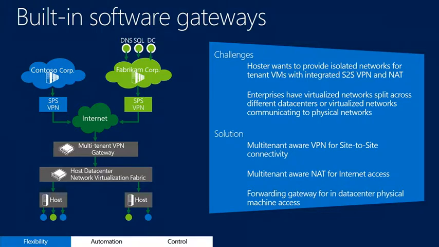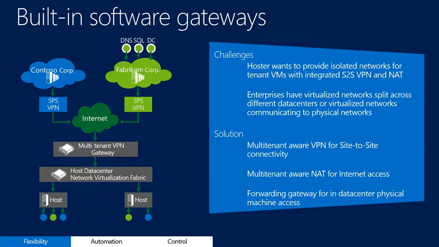Now, talking a little bit about the software gateways. So with the gateways themselves, you can see here that we have two customers. We have Contoso Corp and Fabrikam. These are the standard ones that we actually use. Now, the challenge is that the hoster wants to provide an isolated network for a tenant VM. And I'm going to show you a really interesting demo, but there's a story at the end of it. With integrated site-to-site VPN and NAT. Okay, and they have virtualized networks that are split across different data centers.